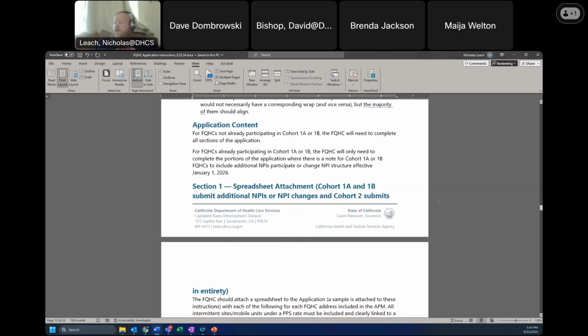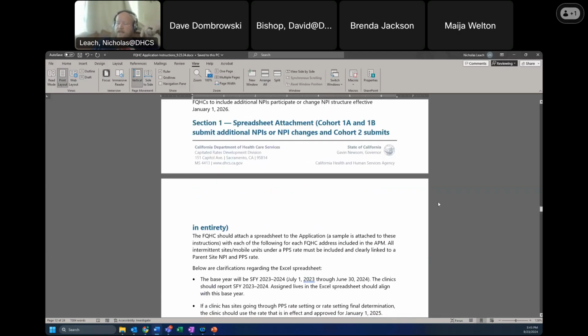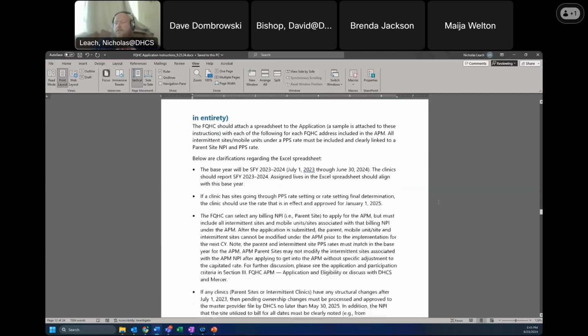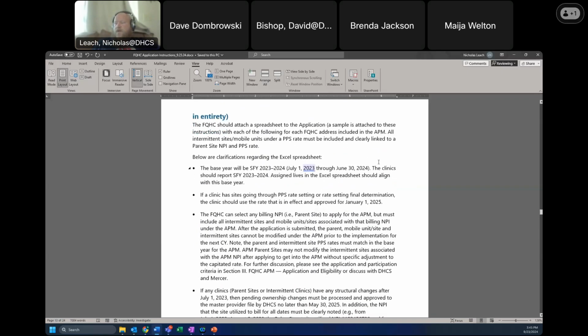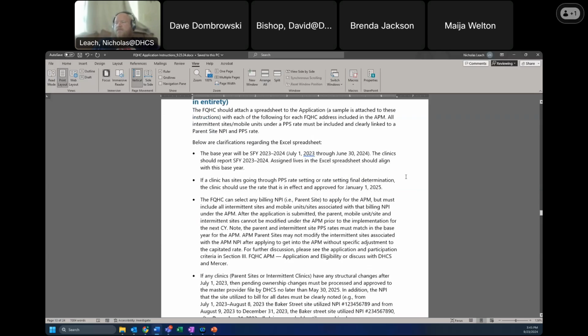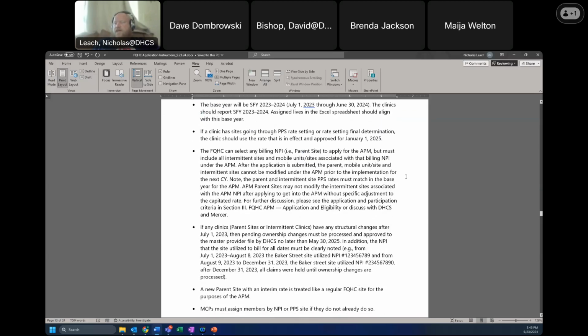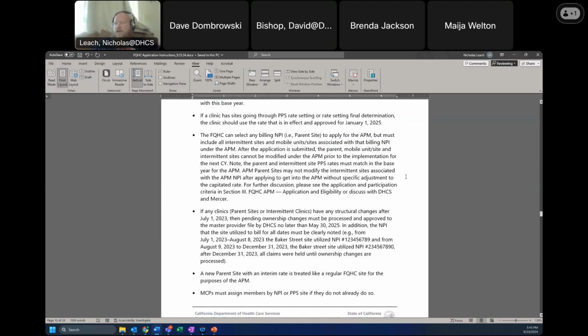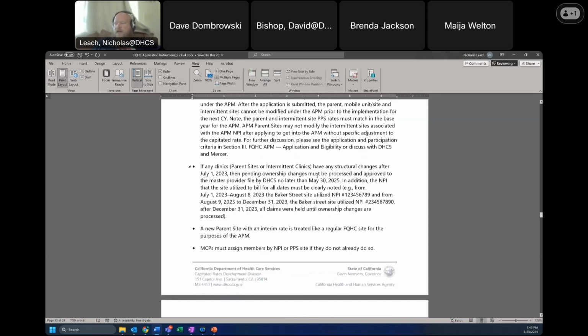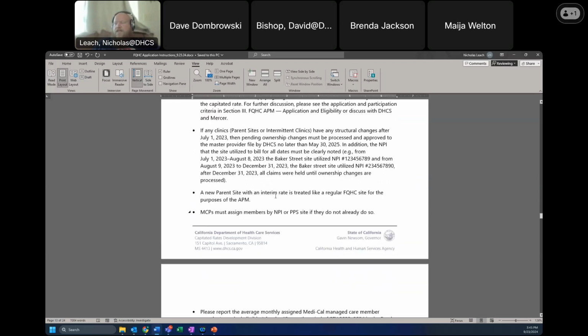The first one is going to be that spreadsheet attachment, which is linked in the document. That really just talks about what we're looking for: defining our base year period, what we're considering, the billing NPIs, talking about your intermittent clinics.